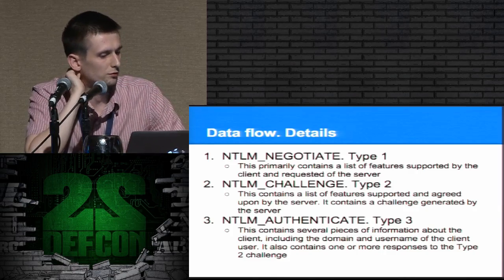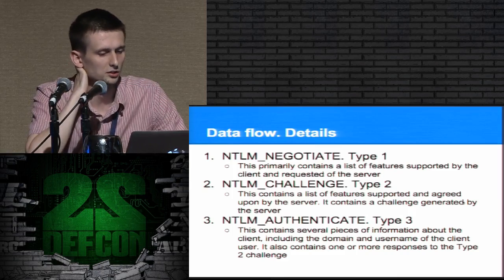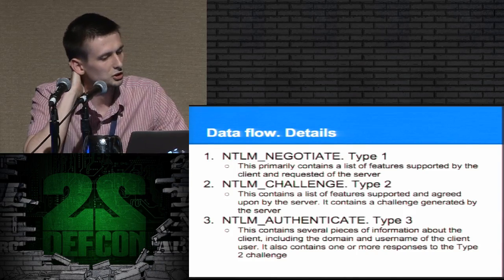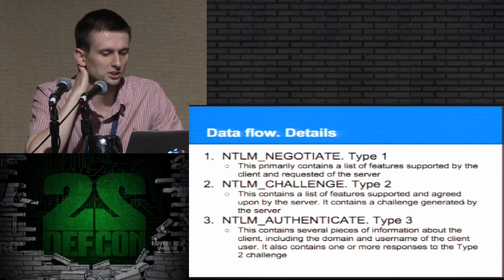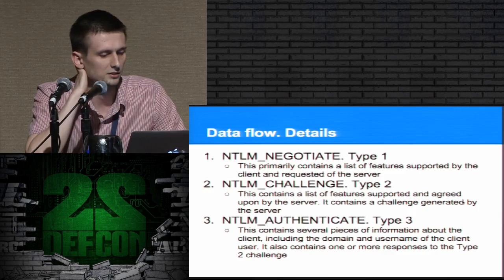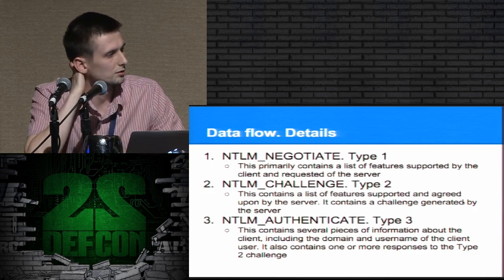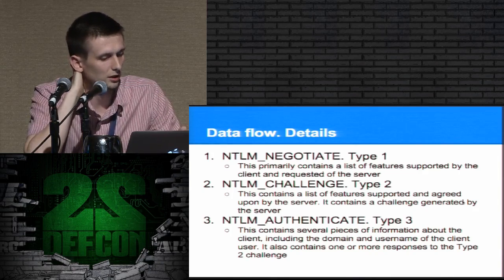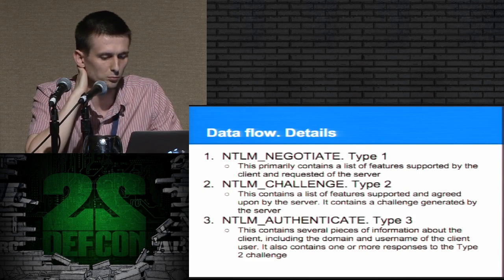So there are three types of messages, as I told before. Message type 1 just contains features that are supported by the client. Message type 2 contains features that are supported by the server, and it contains a challenge generated by the server. The challenge is used to generate message type 3, and the hashes contained in message type 3 are calculated using the challenge from message type 2.